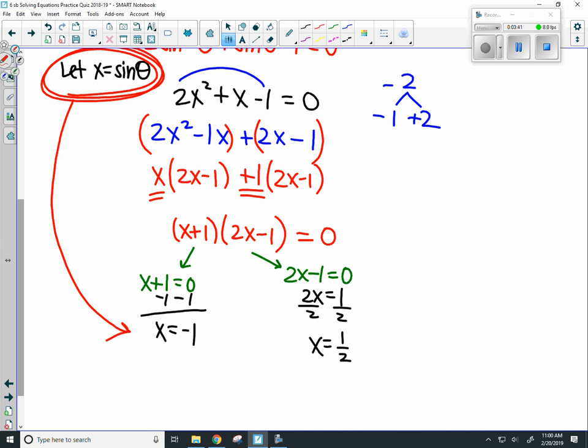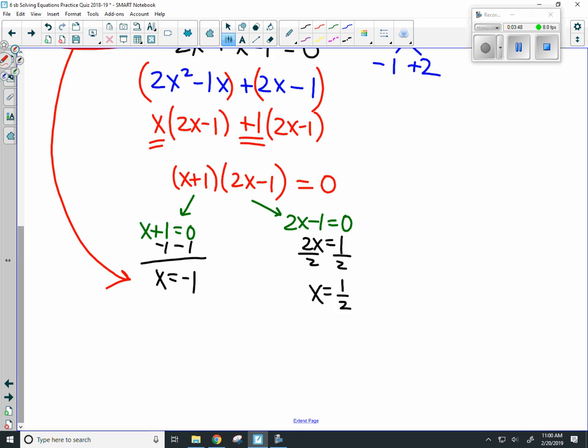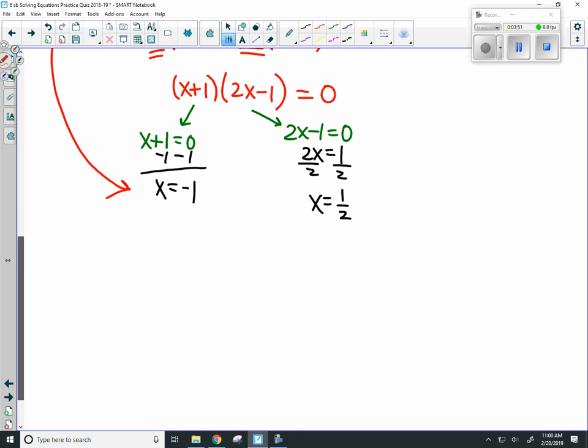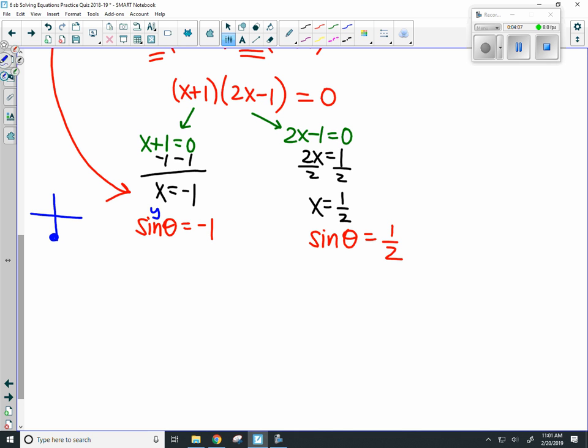And we need to go back and replace the x with what we said it was to begin with. So we said that it was sine. So now we're looking for, where does sine of theta equal -1, and where does sine of theta equal 1/2? So if you recall, sine is your y-coordinate, and y is going to be -1 down here at 3 pi over 2. And that's the only place where sine is -1.